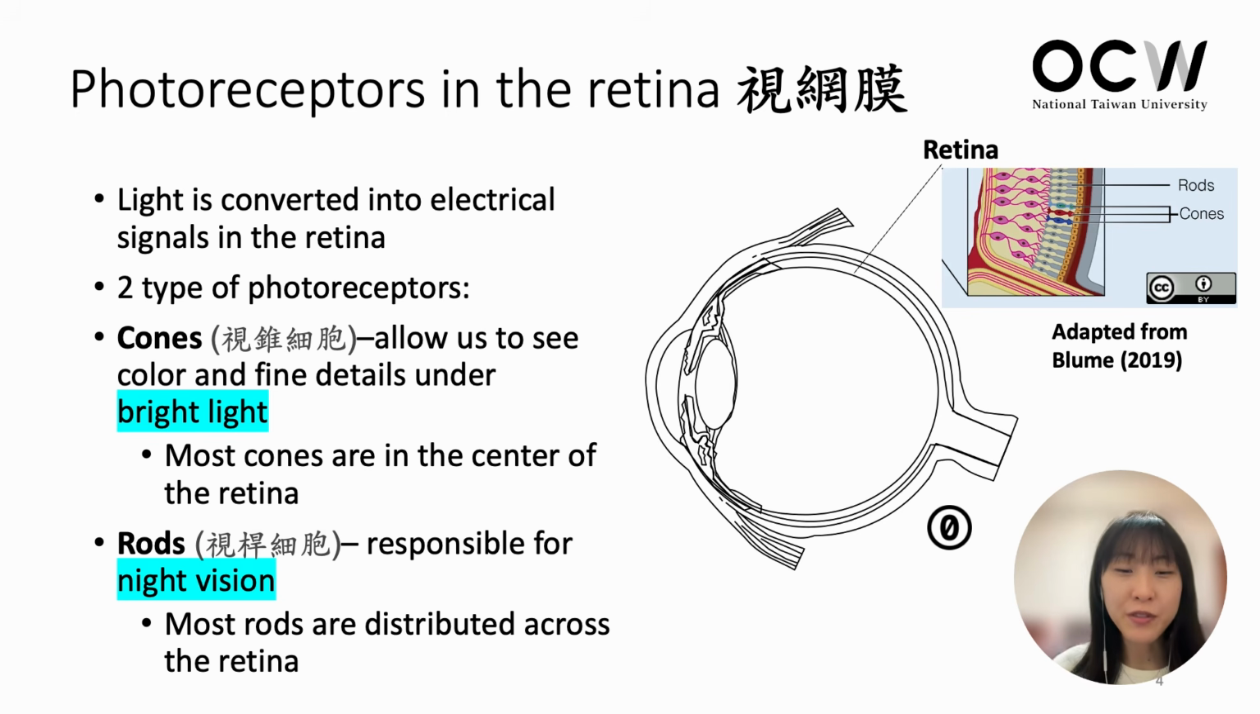The retina is where light is converted into electrical signals. There are two types of photoreceptors there, the cones and the rods. The cones allow us to see color and fine details under light conditions. Most cones are in the center of the retina, compared to the rods, which are distributed across the retina, and the rods are responsible for our night vision.